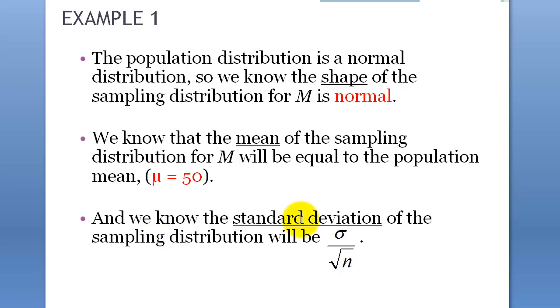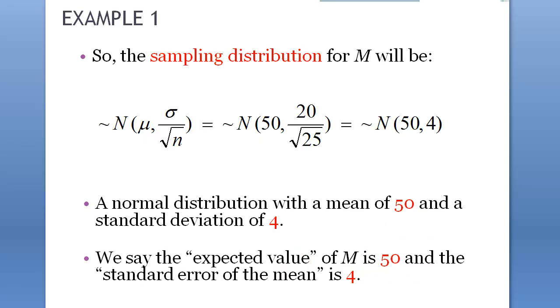And we know this is its formula, right? So it's going to be 20 divided by the square root of 25 this time. The square root of 25 is 5, and 20 divided by 5 is 4. So it's a normal distribution with a mean of 50 and a standard deviation of 4. So we say the expected value of M is 50 and the standard error of the mean is 4.